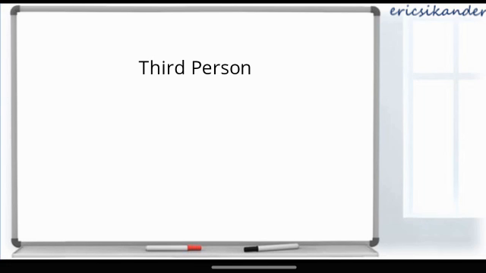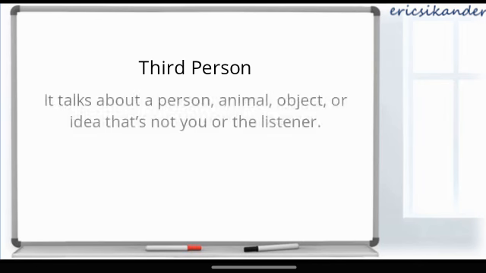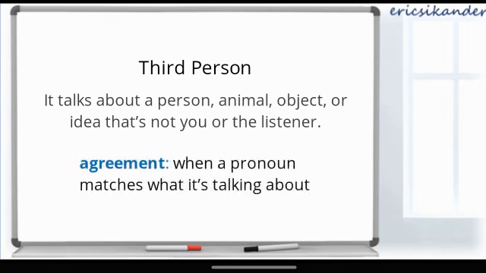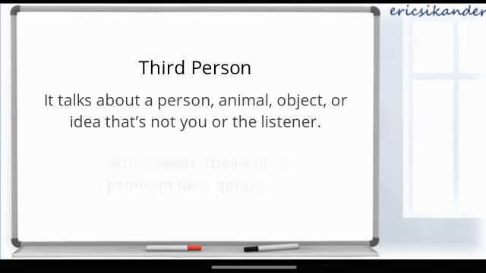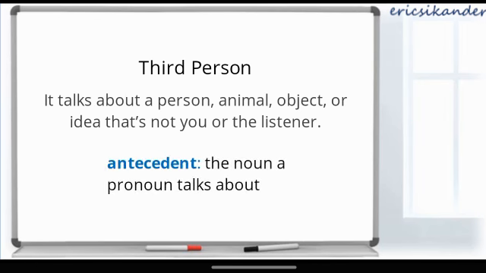Let's talk about third person. That's what you'll see most often. Third person talks about a person, animal, object, or idea that's not you or the listener. When a pronoun matches what it's talking about, that's called agreement. There's another word you should know too. It's antecedent. That's the noun a pronoun talks about.